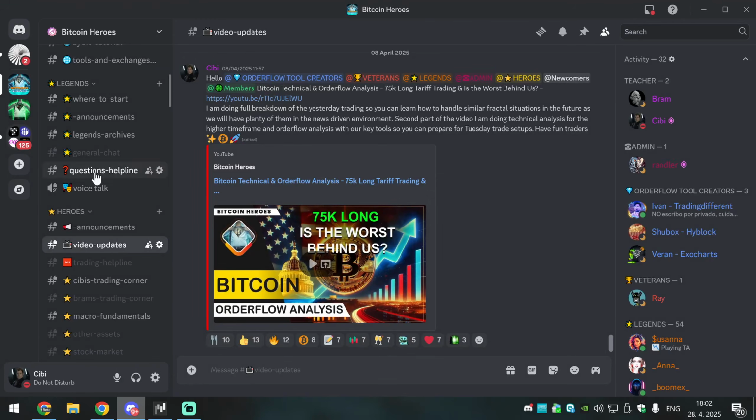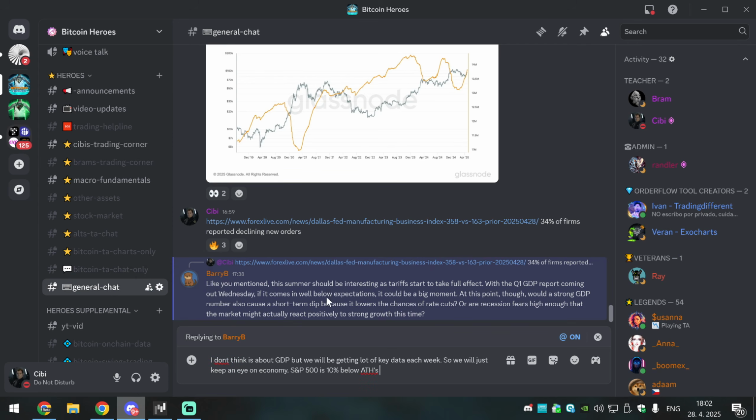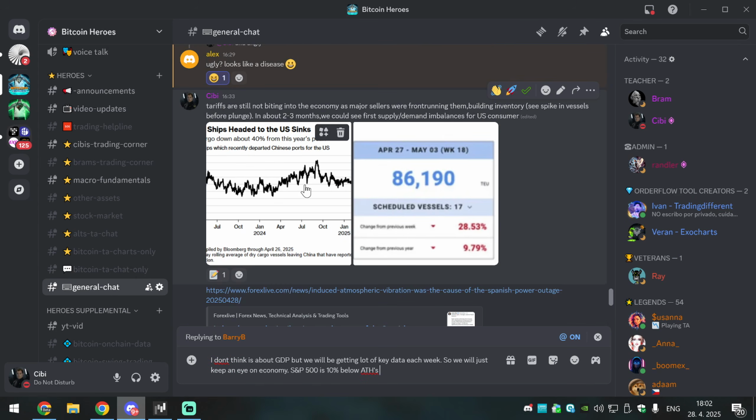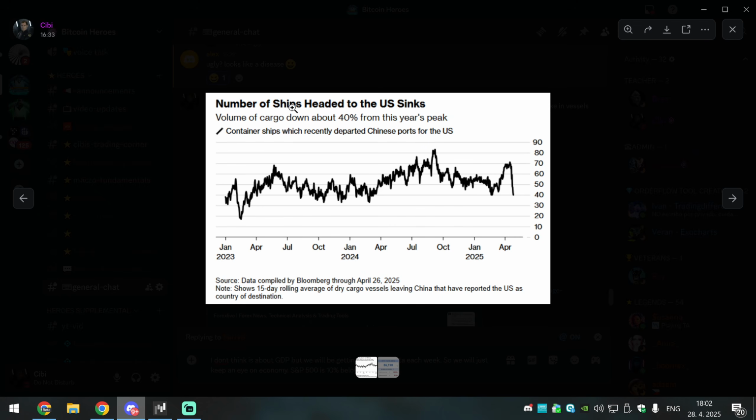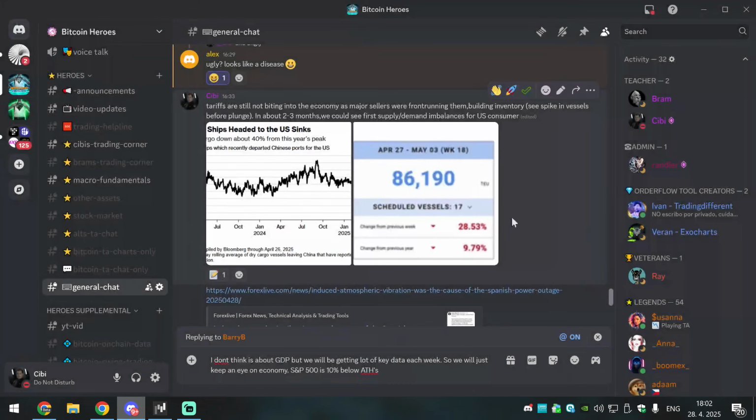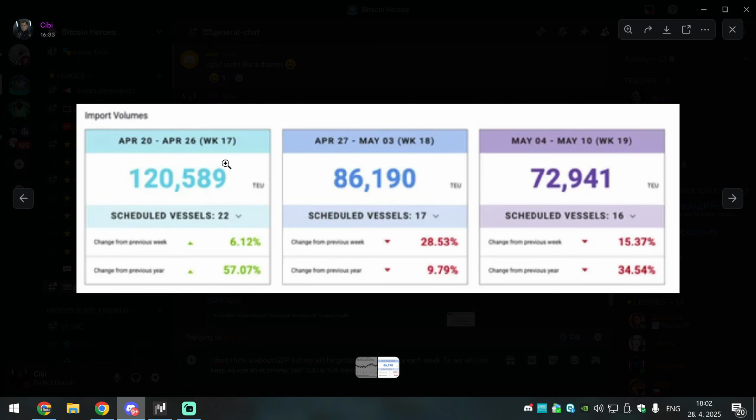I was already posting a bit of data here. I was saying we see declines of ships from China heading to the US, and then we have booking capacity. Look at that, import volumes are declining heavily. So with everything that is happening, we don't see tariffs impacting the economy right now, because the main entities who are selling in the US have big stock and inventory. They were buying, they were front running tariffs.